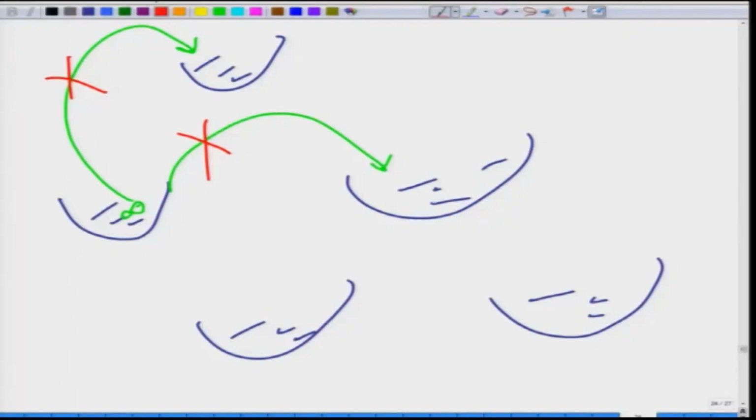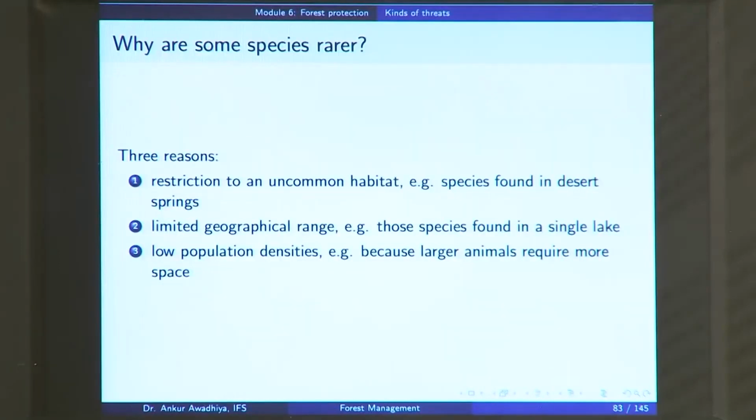Now, suppose you drain this lake to construct a building in this area. Suppose a developer comes and says that this area is a wasteland, we do not require this lake, let us drain it out, let us fill it up with land, and we will construct a building on top of it. Now, once that happens, this species has become extinct, because this species was only found in this lake. Once the lake is gone, the species is gone. So, one reason for the rarity of species is a limited geographical range.